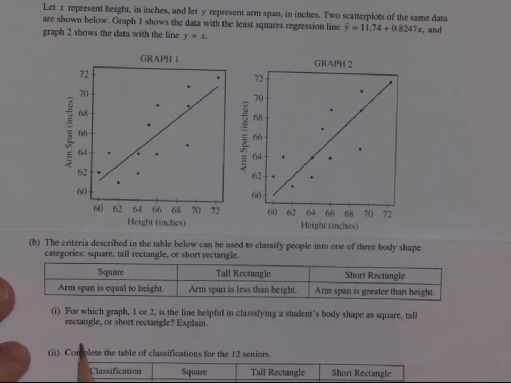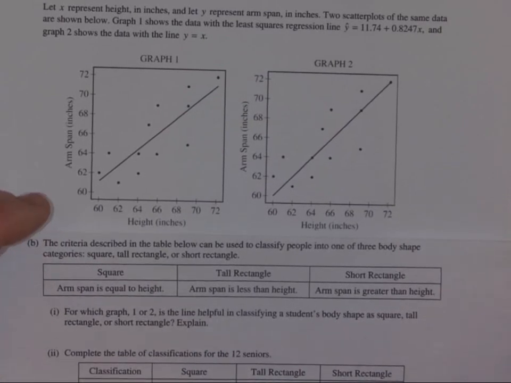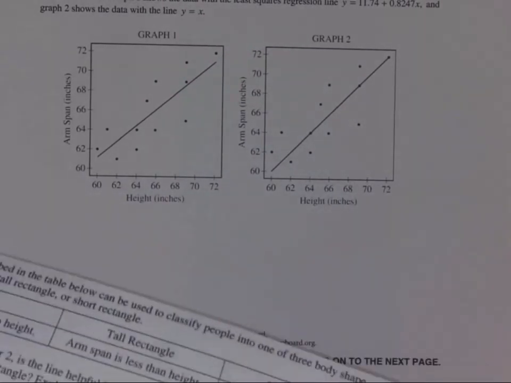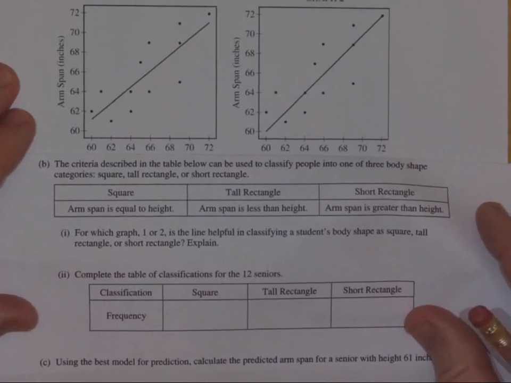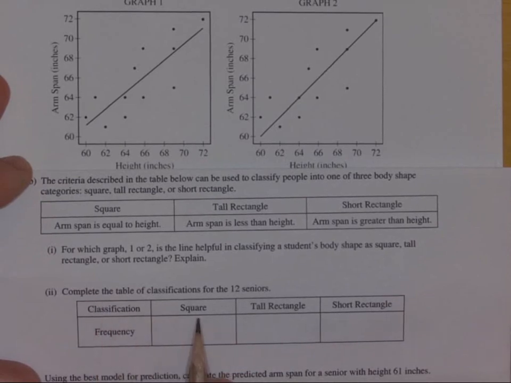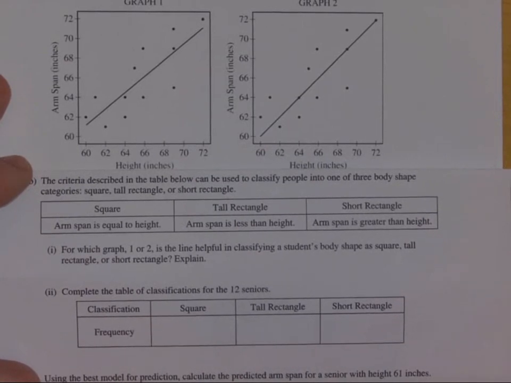Part B: For which graph, 1 or 2, is the line helpful in classifying a student's body type as square, tall rectangle, or short rectangle? Explain. If you want to pause the video and give that a shot. Now for the next part, it asks you to complete the table of classifications. There's the table. Complete the table for square, tall rectangle, and short rectangle for the 12 people, if you want to do that.